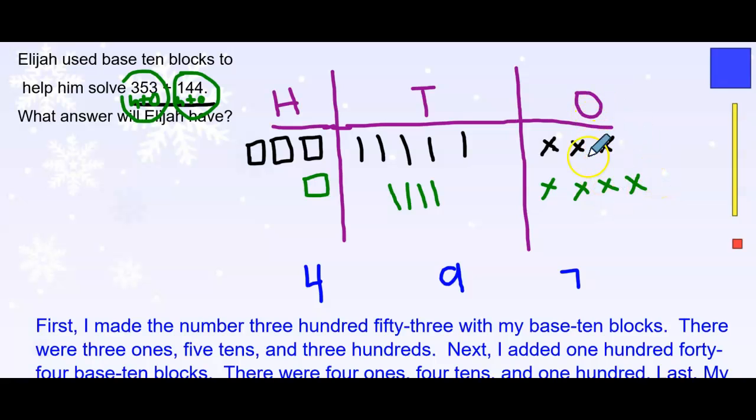The sum of 3 ones and 4 ones should have been 7 ones. The sum of 5 tens and 4 tens should be 9 tens. And the sum of 3 hundreds and 100 should be 4.